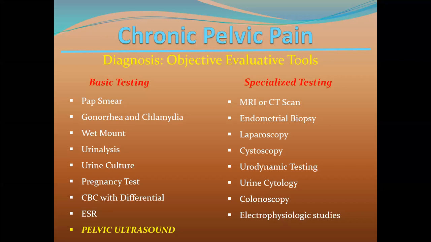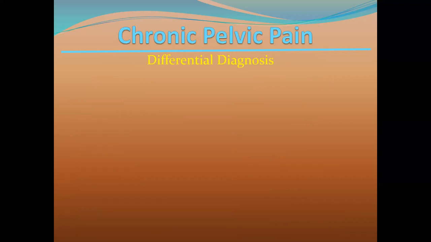Urodynamic studies: with this urodynamic testing, you look for any urinary problems, urine cytology, microscopy, and colonoscopy, where you visualize the colon with an endoscope, and electrophysiological studies. So electromyography, you look for musculoskeletal problems. Referral to a specialist: if you find any specialty problem, you have to refer by category.